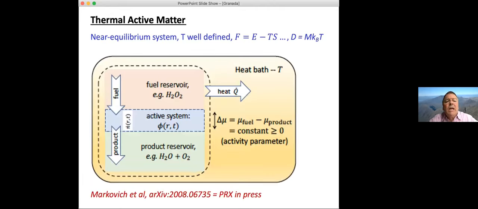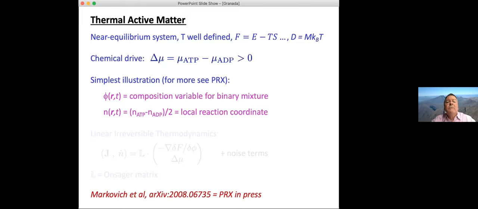So thermal active matter is what I mean by this: near equilibrium, well-defined temperature, well-defined free energy, well-defined diffusion constant. So the kind of system we're thinking about here is something where I might have a reservoir of fuel, a reservoir of products, and a slab of the active system. I can think of this system as being driven by a delta mu, which is a proper chemical potential difference for fuel and products. And these could be, of course, the ATP and ADP rather than hydrogen peroxide and water. So I can talk about this as a thermodynamic system, and I'm assuming it's near equilibrium. So I have a well-defined temperature, free energy, mobility. There's a chemical drive, which is delta mu, the difference in chemical potential, say, between ATP and ADP in some subset of the system that happens to phase separate.